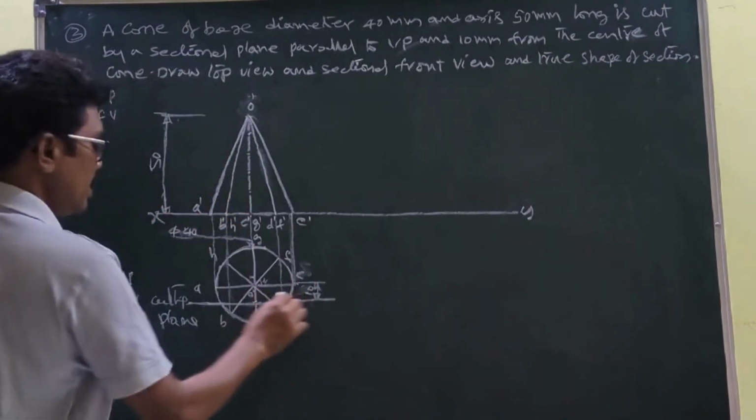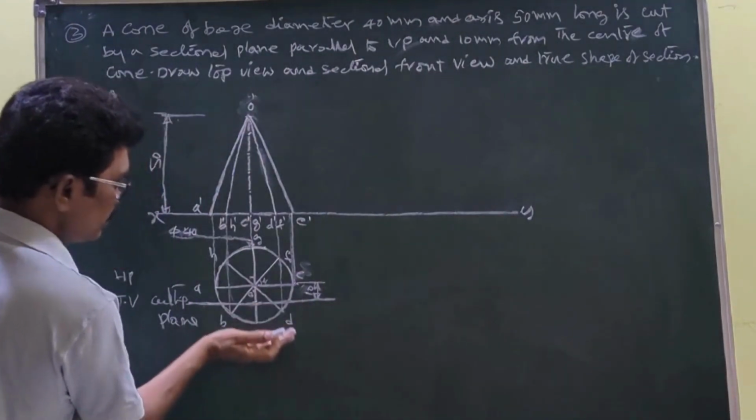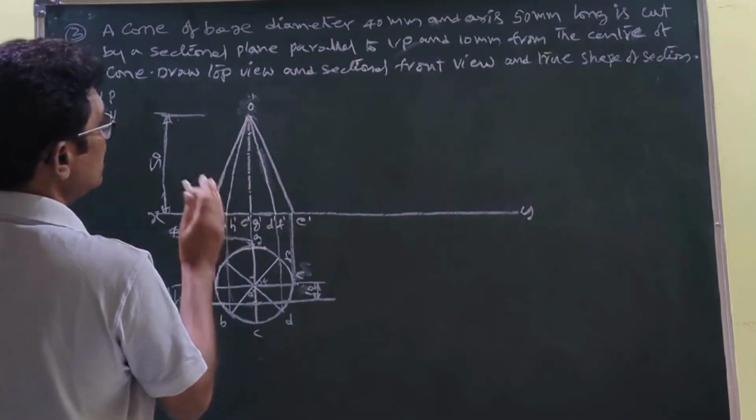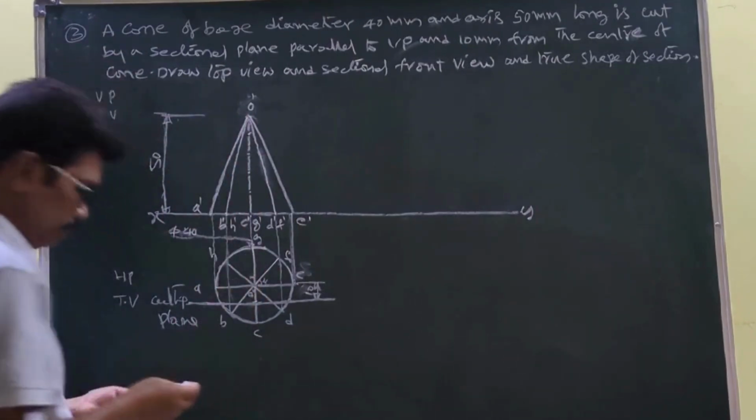E point. This is the 10 mm. Okay. So this part is to be removed. Then how is it looking? Front view and top view. Obviously, this is the top view.